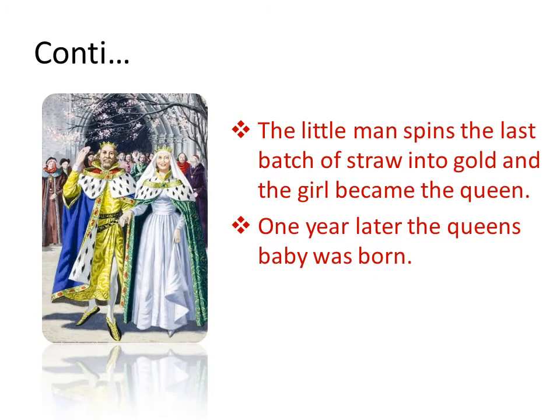So the little man spins the last batch of straw into gold, and the girl became the queen. So you can see the picture of a happy couple who married as king and queen. When the king saw all the gold, he was very pleased. So he married the girl, and she became queen. A year later, the queen's baby was born.